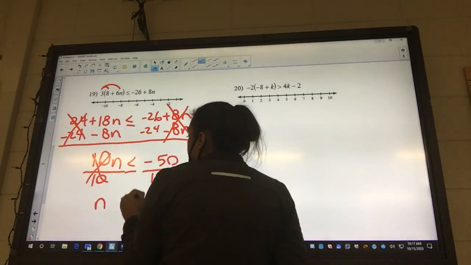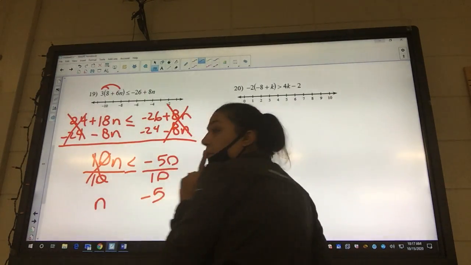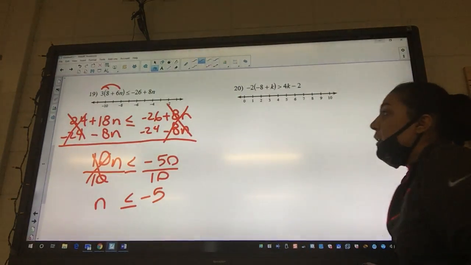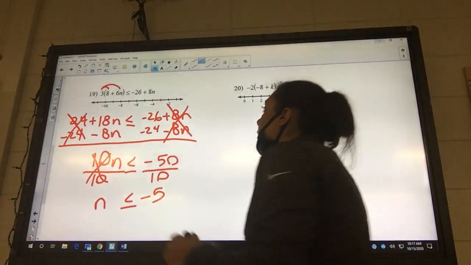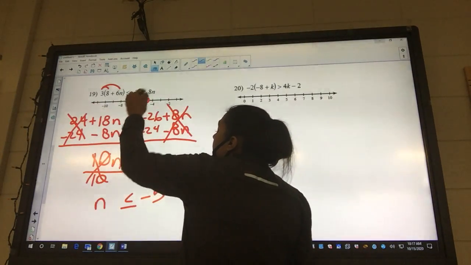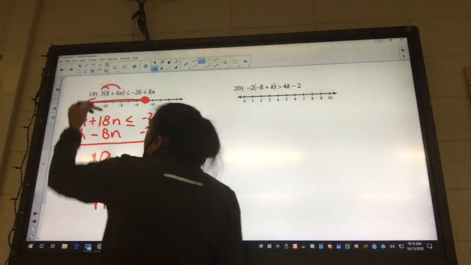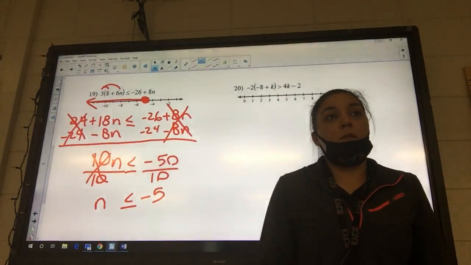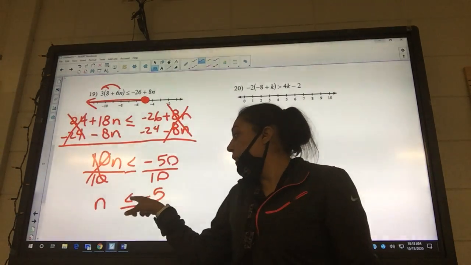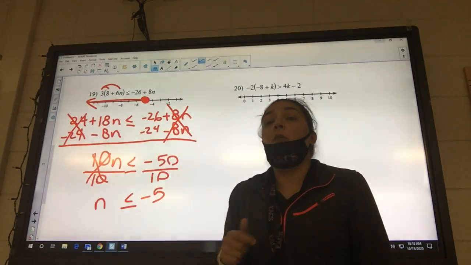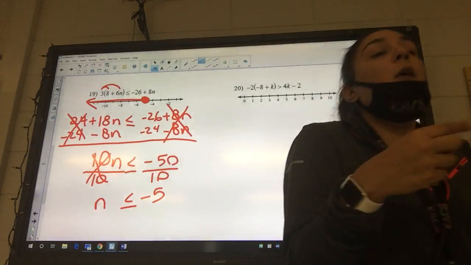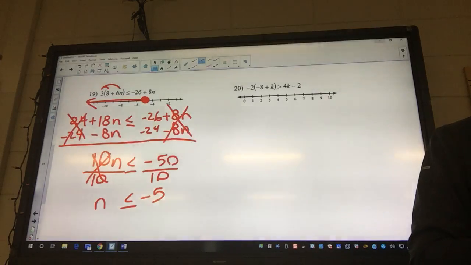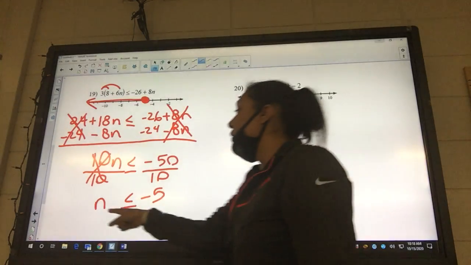So n, and you got -5. Do we need to flip? No. Okay, so at the -5, should it be open or closed? Closed, pointed to the left. And when is the only time that we can do that trick? There has to be one thing that qualifies in order for you to do that. When the letter is on the left side is when you're allowed to do that.